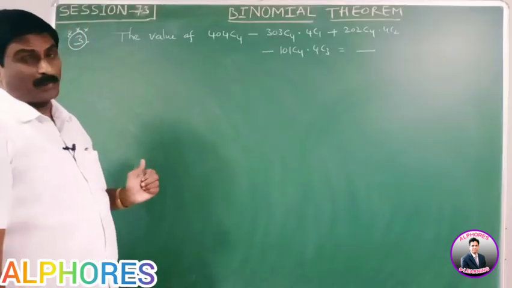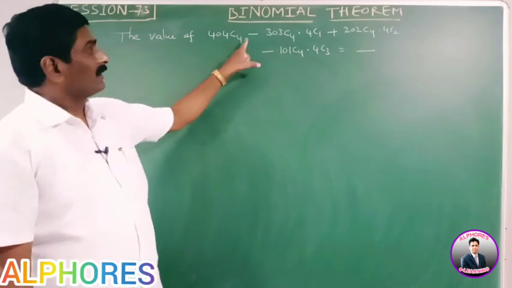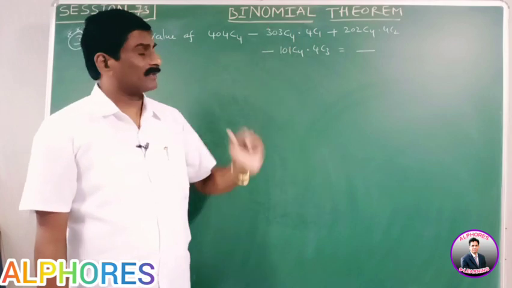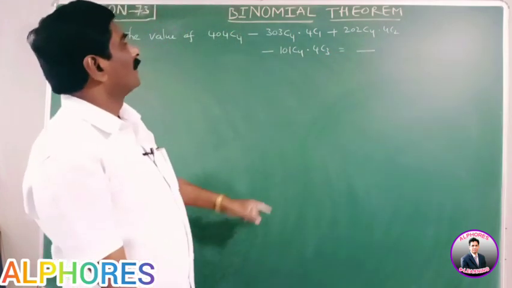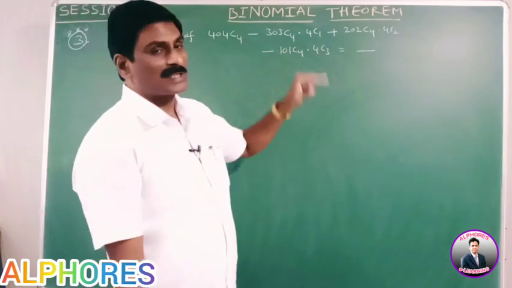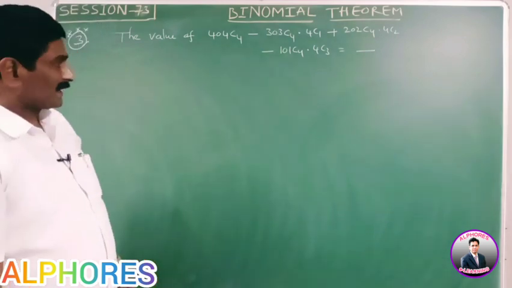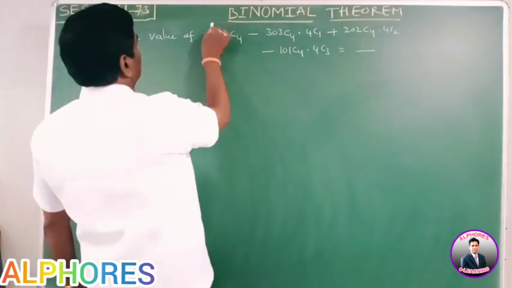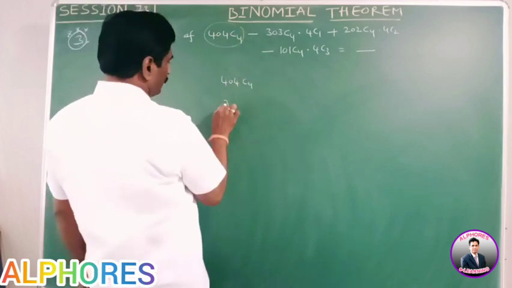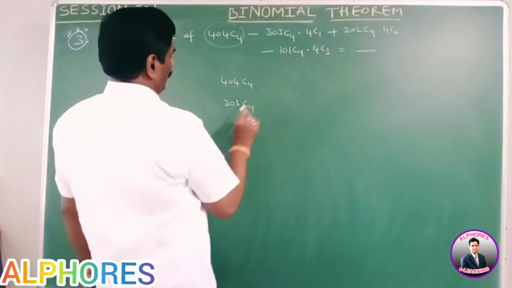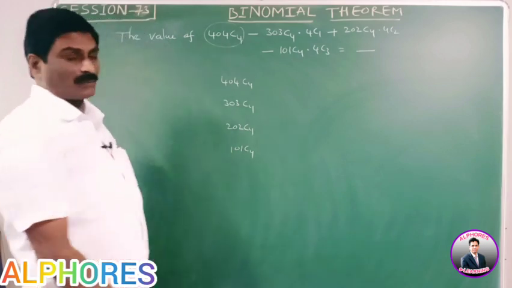Third one, very important problem. Find the value of 404c4 minus 303c4 into 4c1 plus 202c4 into 4c2 minus 101c4 into 4c3 is equal to dash. Please observe the question. First one is 404C4. Next 303C4. Next 202C4. Next 101C4.